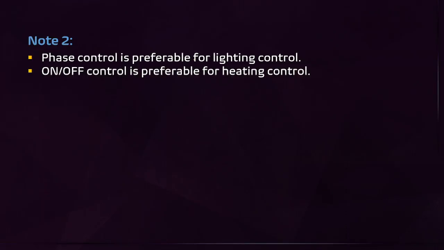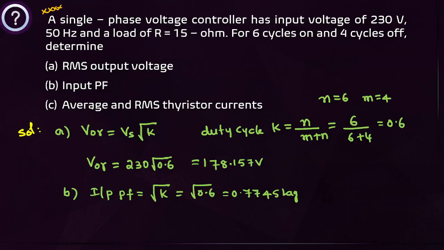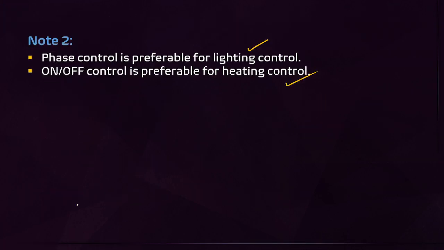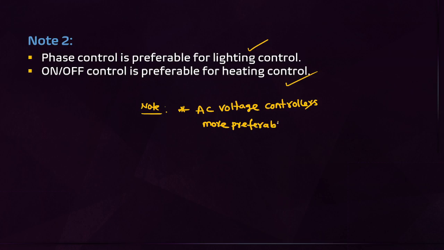Point to remember, friends: phase control is preferable for lighting control technique. For lighting control, phase control is more preferable. On-off control is more preferable for heating control. And one of the main applications of these AC voltage controllers is fan drives. AC voltage controllers are more preferable for fan drives. Note. Preferable for fan drive application. For fan control, these are more preferable.